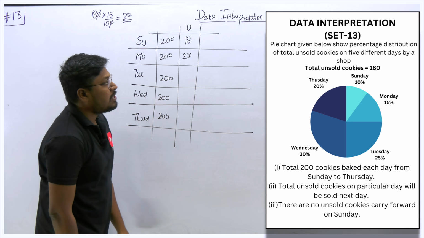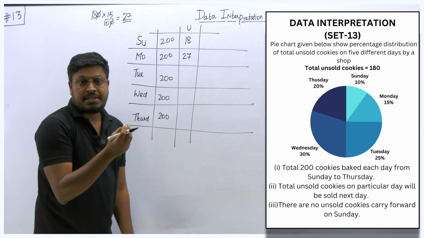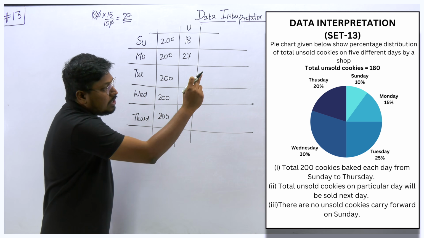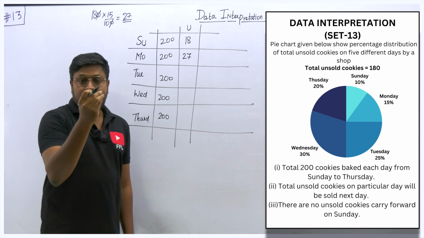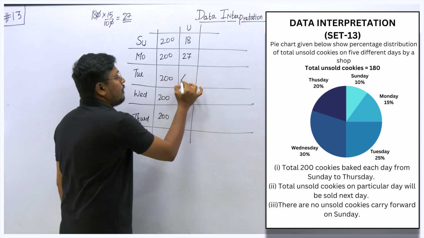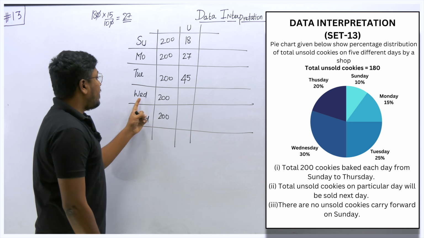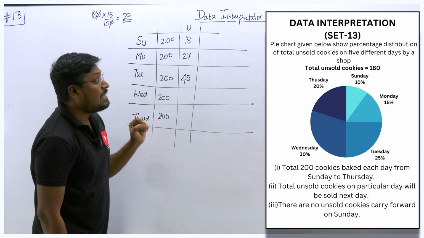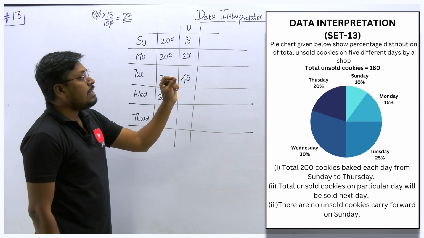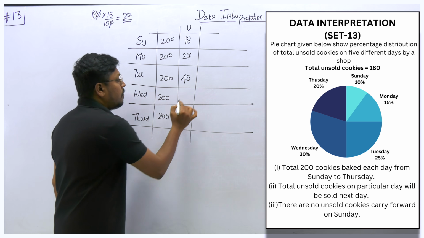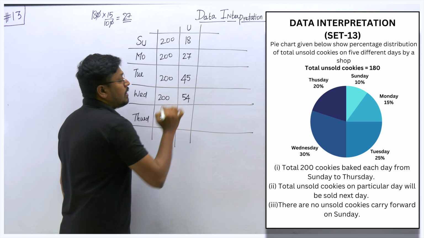Next, Tuesday. Tuesday is how much? 25%. So 25% of the cookies were unsold. Total number of cookies is 180. So 180, one by four will be 45. So 45 will be the total number of cookies that were unsold. Now Wednesday. Wednesday is how much? 30%. So 180, 30%, 18 into 3. So 18 into 3 will be 54. So 54 will be the total unsold.